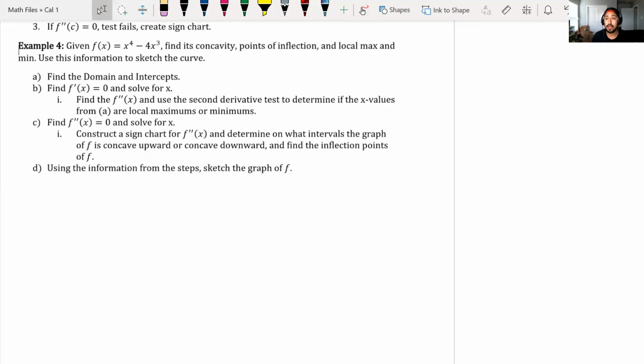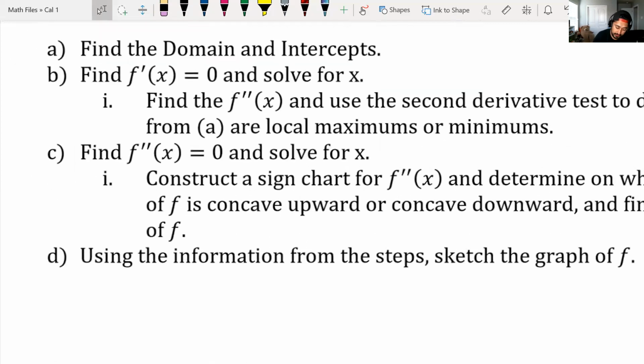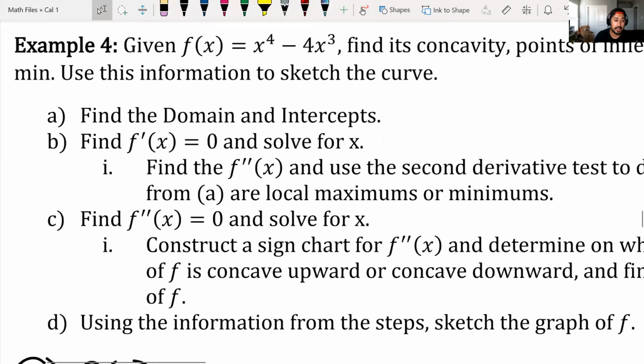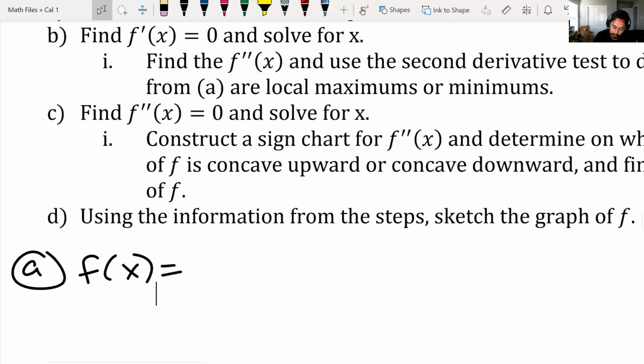So, step A is purely algebraic. You find the domain, and you find the x and y intercepts. Cool, easy, let's do that. Step A, find the domain and x-intercepts. We are given f of x equals x to the fourth minus 4x cubed. Just making sure I wrote that down correctly.